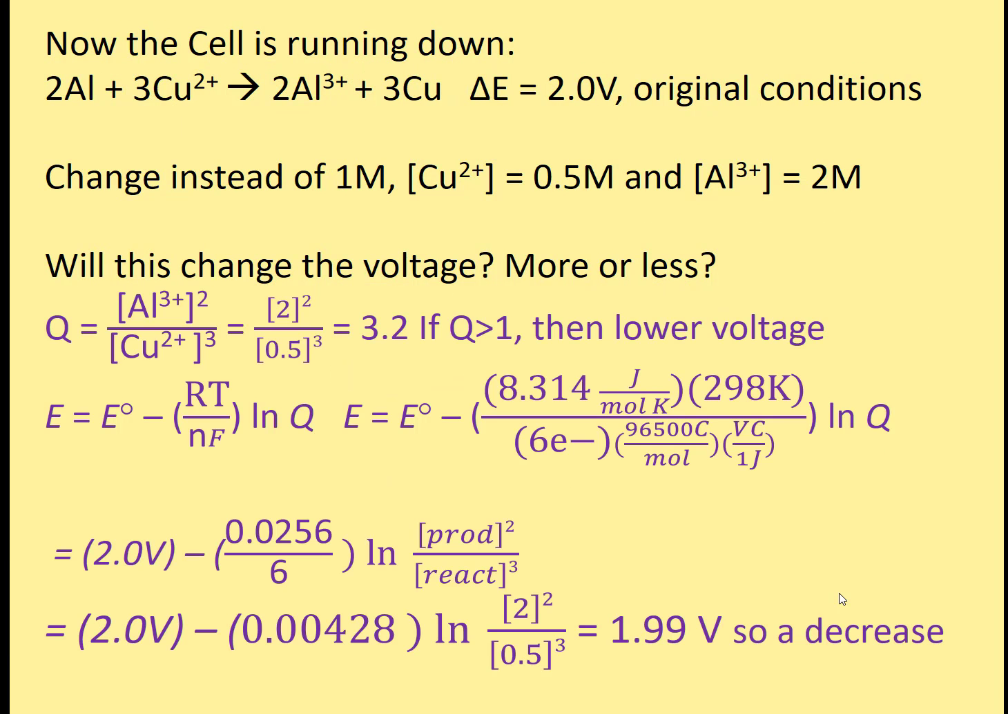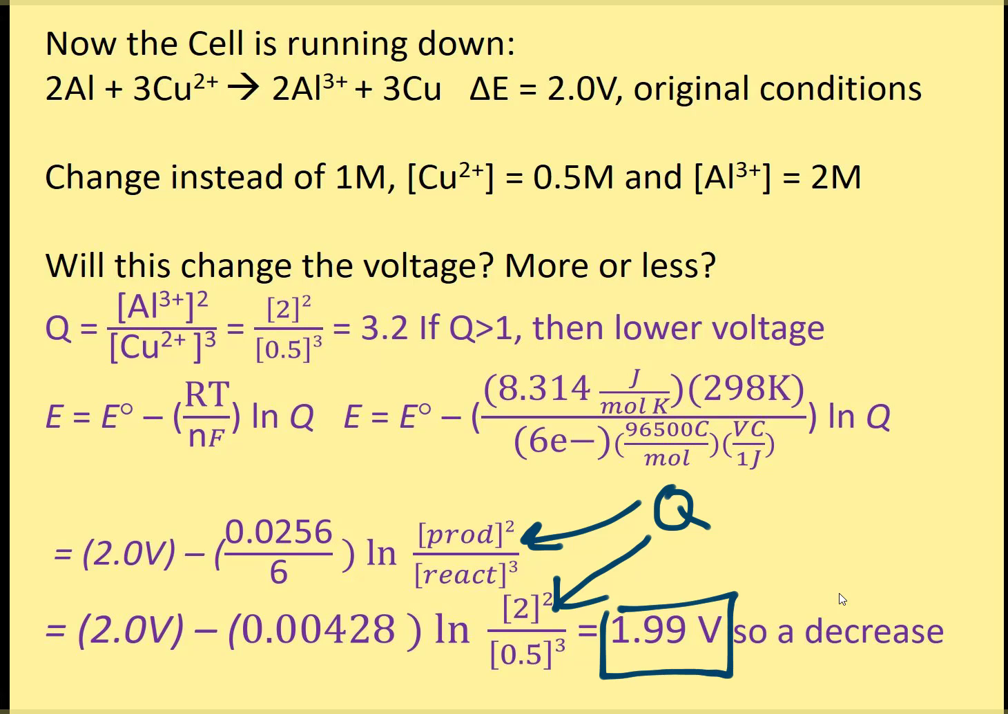So plugging in all the numbers, and you can tell right here that's my Q that I did before, and here are those numbers that I plugged in before, and I get my voltage as 1.99 volts. So this would be a decrease, and it's a very, very small decrease, but it is a decrease nonetheless. So again, if that Q is bigger than 1, then we're going to have lower voltage.